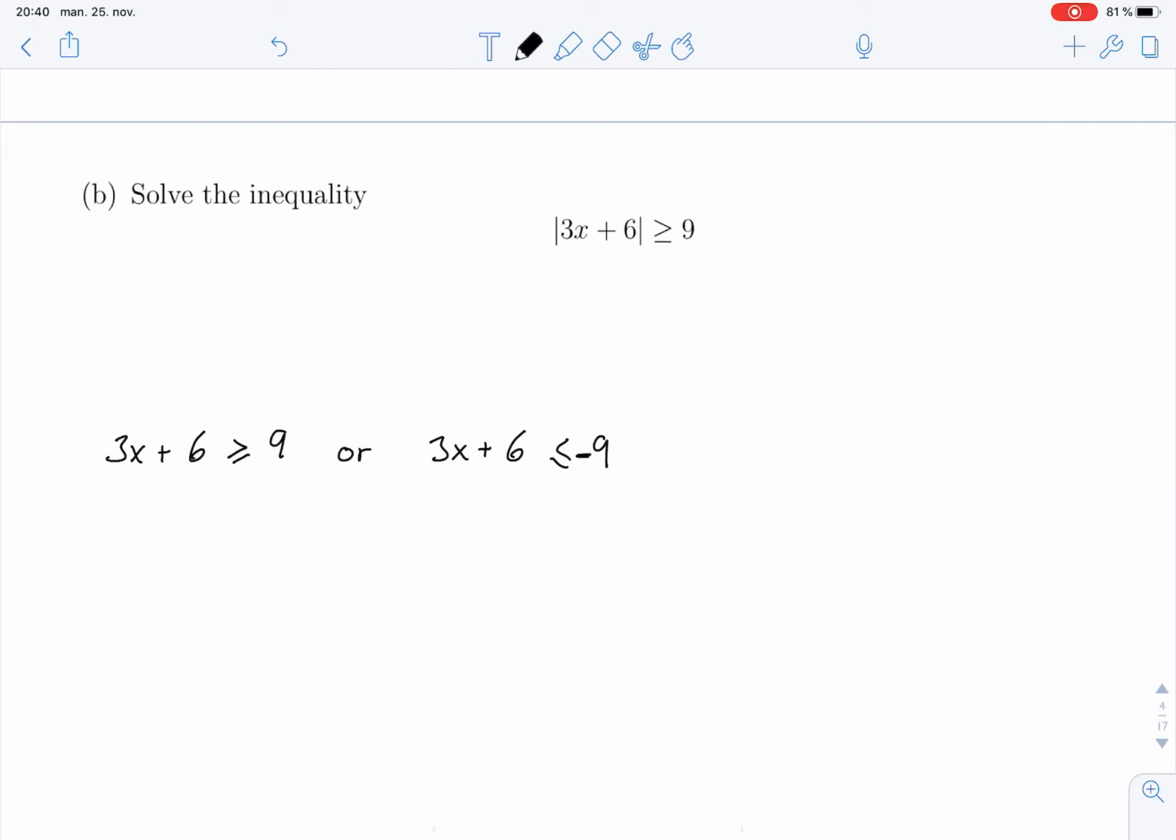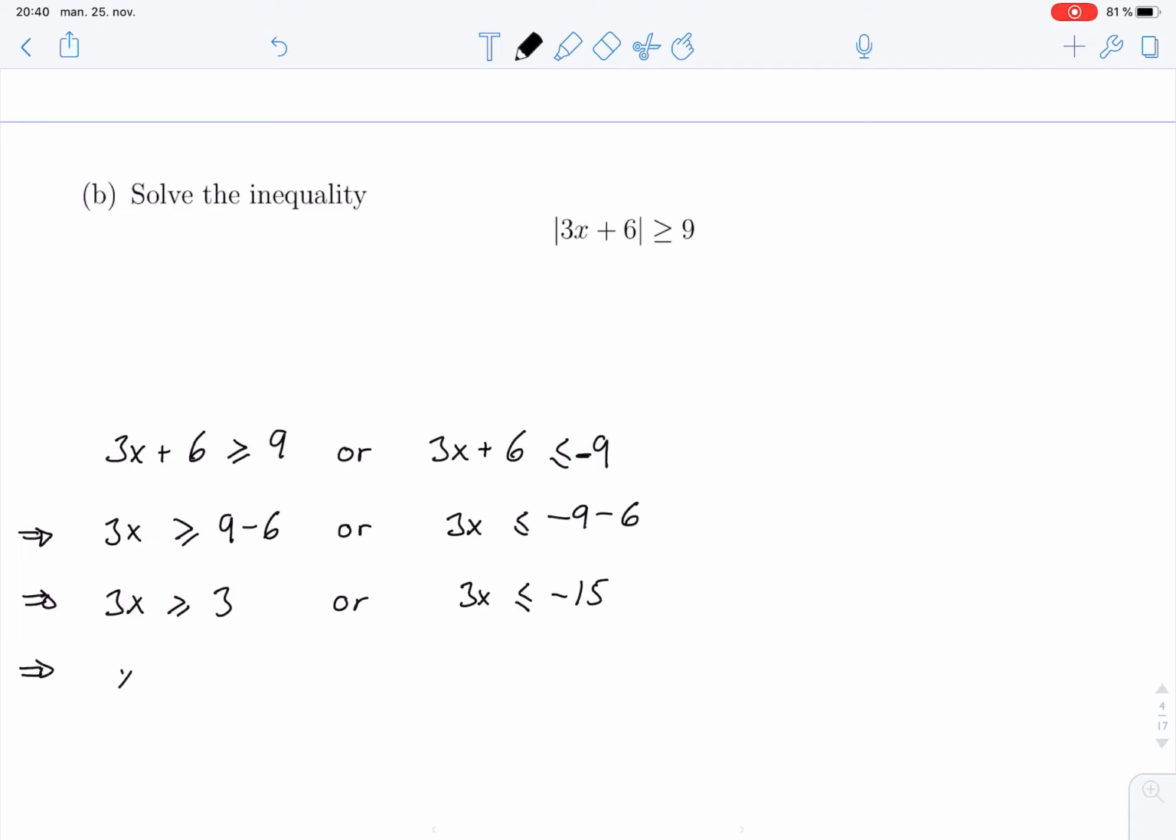Okay. So 3x larger or equal to 9 minus 6, if we move 6 over to the other side. Here we have 3x larger than 3, or 3x less than -15. So here we have x, we divide by 3 on both sides, we get x larger than 1, or x less than, we divide by 3 on both sides, we get -5. So we have 2 intervals.